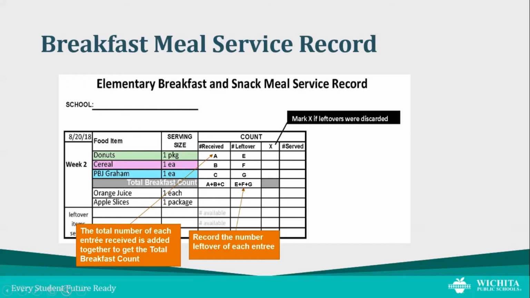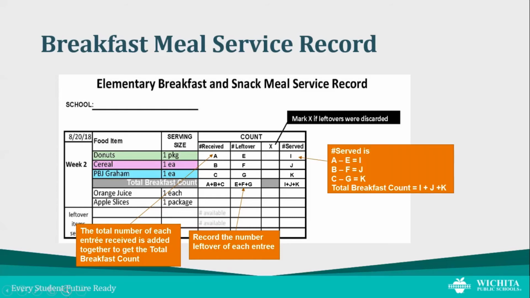After breakfast is over and you count the leftovers of each item, they are put in the number leftover column, E, F, and G. To get the number served, you take A minus E to get I, B minus F to get J, and C minus G to get K. You add I, J, and K together to get the total breakfast count served.